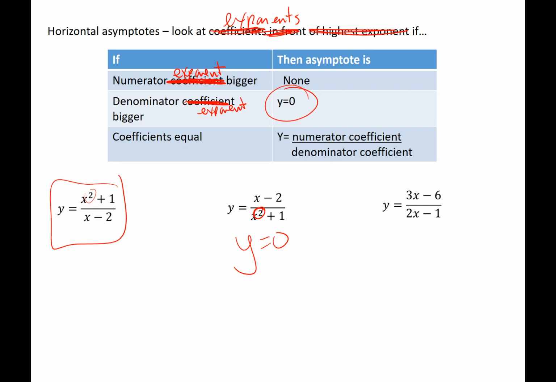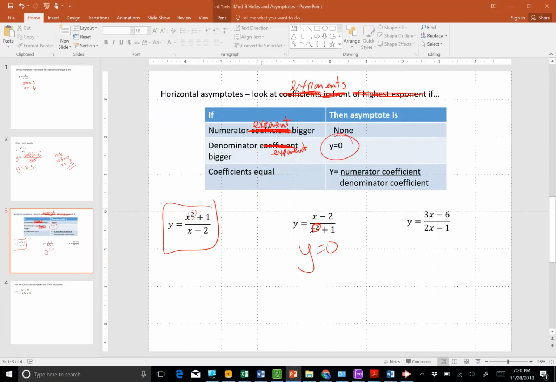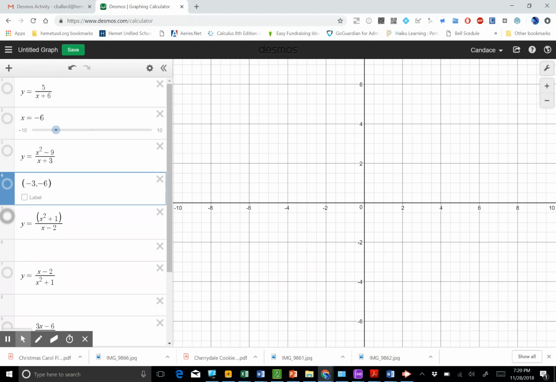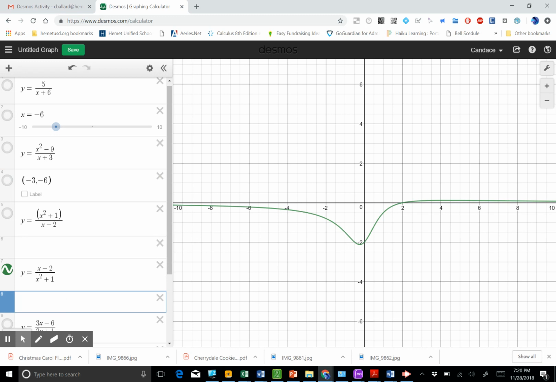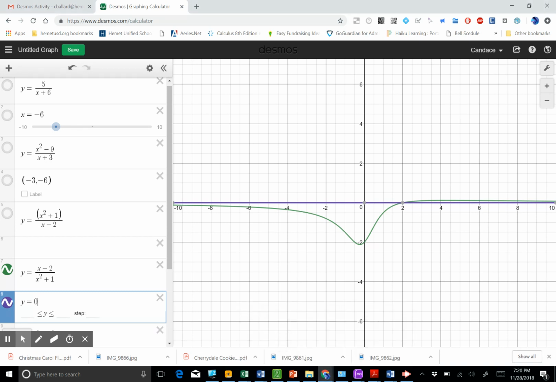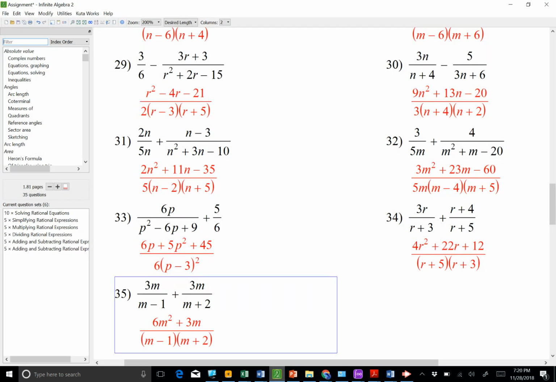So let's look at a picture of that one. Okay. So if I look at that picture, so there's the picture of it, and if I go ahead and put the line y equals 0 in, you'll notice that it looks like it has curves coming at it from both sides, and it looks like it's going to a horizontal asymptote there and over here at this end. So that's definitely a horizontal asymptote right there. All right, then let's look at that last one there.